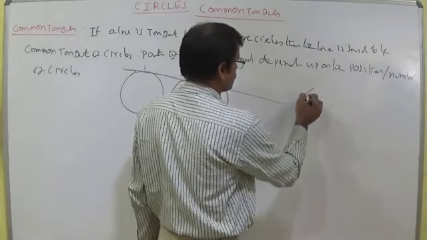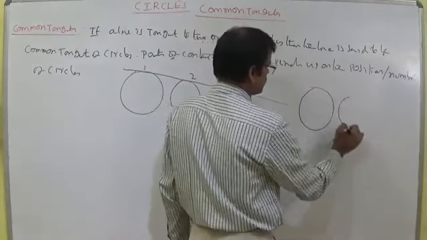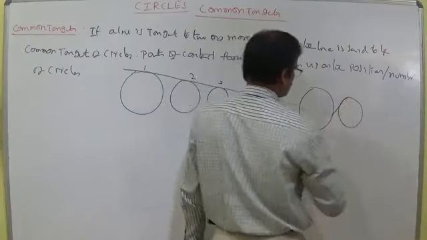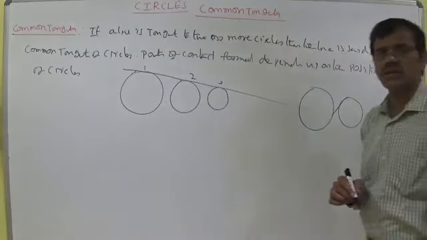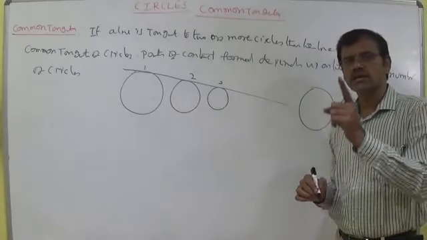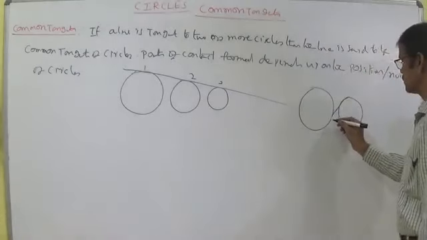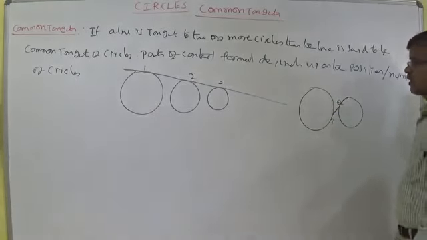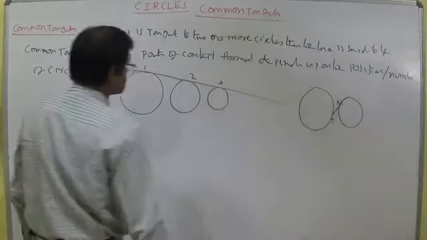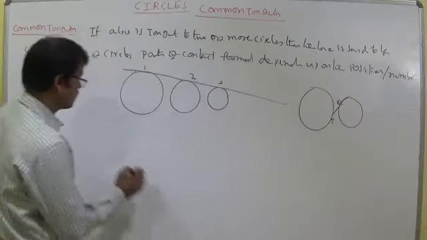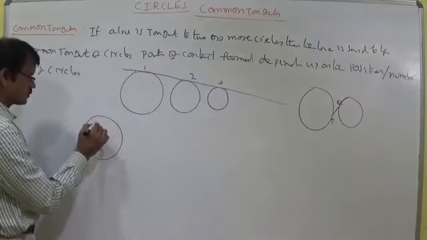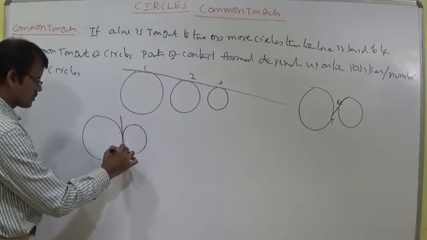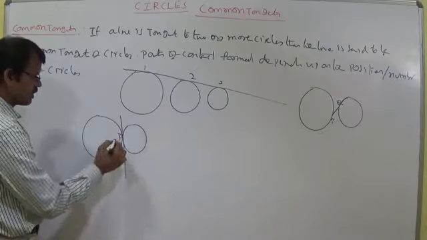Now draw like this. This is also a common tangent. A tangent means the line which touches exactly the circle. This is 1 point of contact, this is P and this is Q. Now, position, these are external positions. Just simply touching. So what is happening? Only 1 point of contact.